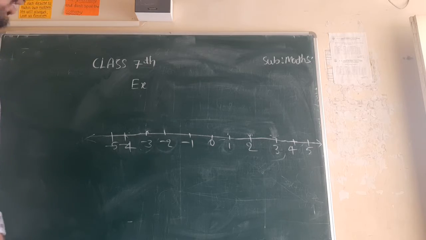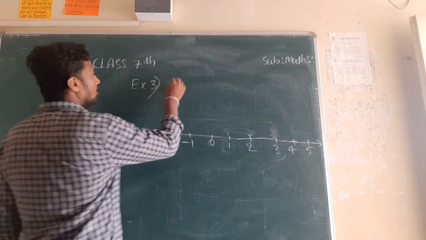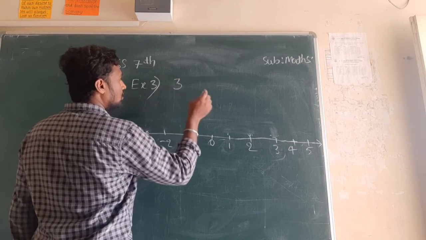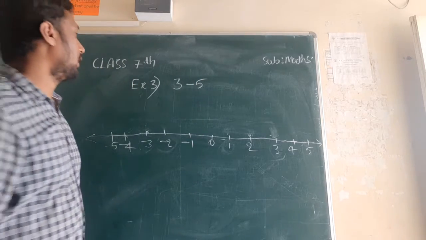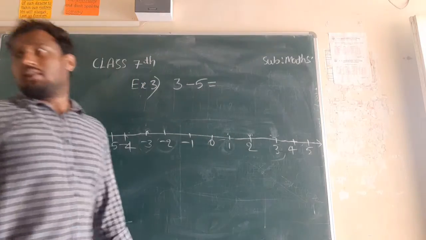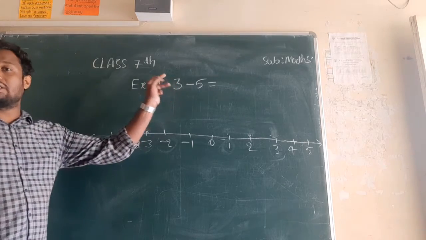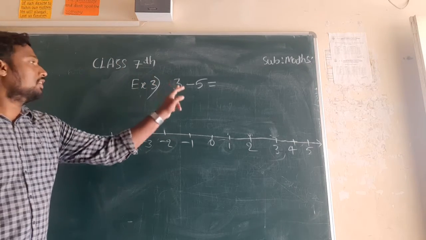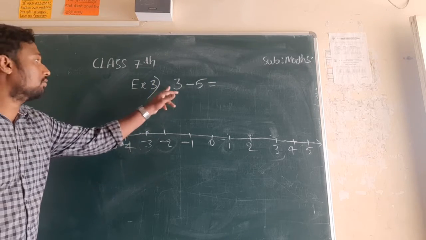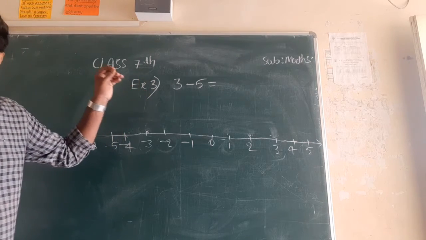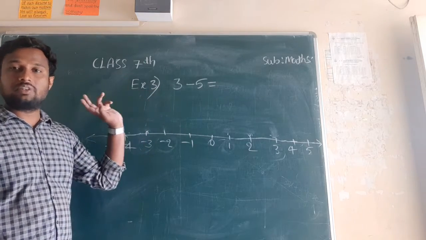So now I will consider one more example. Three minus 5. 3 minus 5. So what I told you, if there is no plus symbol or minus symbol, then you have to consider it as positive integer only. Then this 3 is considered as plus 3 only. If there is no plus or minus anything, then that number is positive integer only. Now we have here 3 means this is plus positive integer.